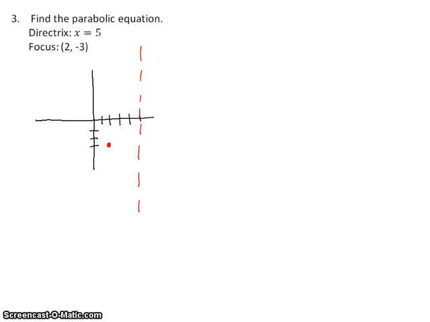Okay, so here we have a directrix at x equals 5 and a focus at (2, -3). This tells me that I have a parabola that is on its side, faced towards the -x direction. That tells me that my equation is going to be this form here. So what I need to do is figure out the h, k value and the p value. And we can find that with this info here.